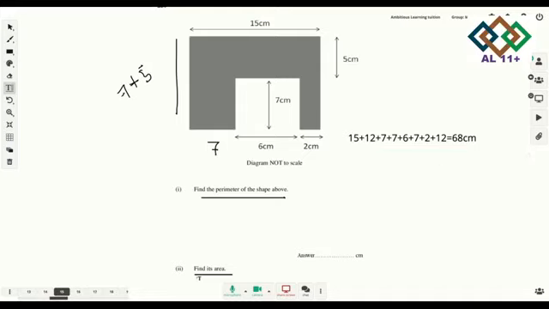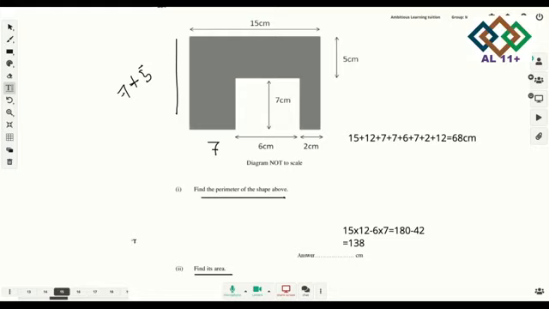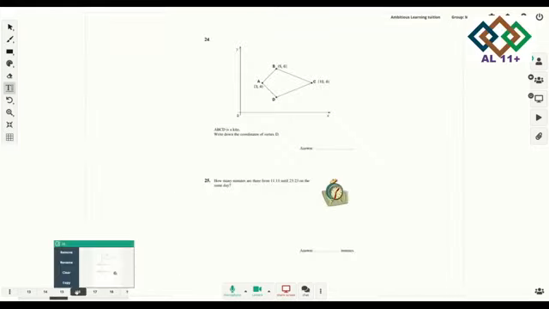The next one is find the area. To find the area, you need to do 15 multiplied by 12 minus 6 multiplied by 7. That gives you 180 minus 42. That equals 138. That's your area. So let's move on to 24 now.